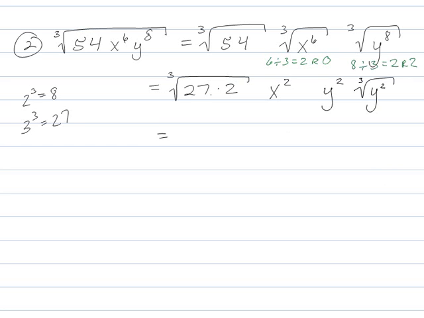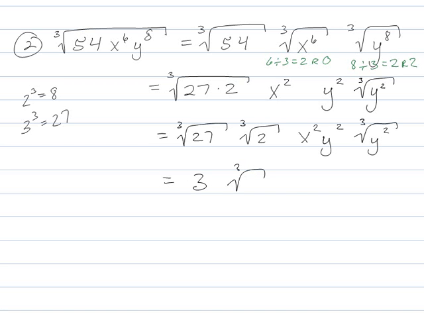Alright, so I can break this apart. The cube root of 27 times the cube root of 2, x squared, y squared, cube root of y squared. Cube root of 27 is 3, and then all these are still there. And again, I'm showing every single step, one step at a time. You can probably get these done a little bit faster if you skip steps, but don't skip steps if you don't know what you're doing. It's not going to help.